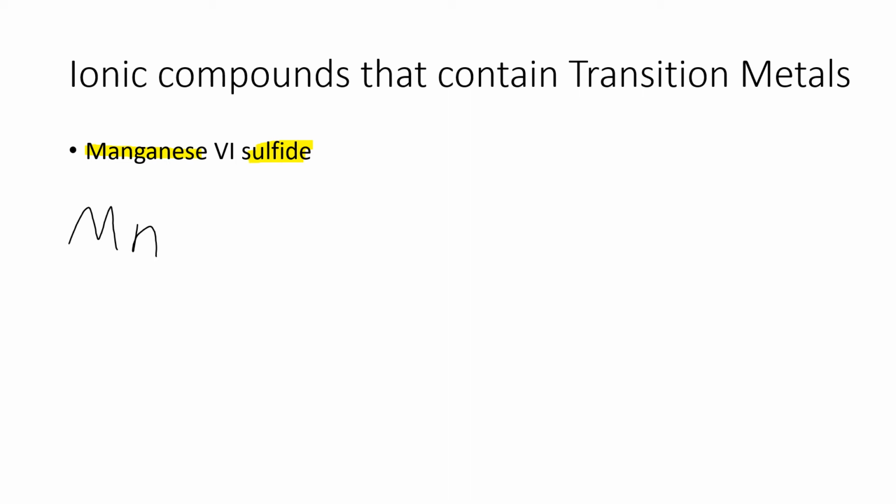Look at that Roman numeral in the middle. I'm circling it in red here. VI is the Roman numeral for 6. That Roman numeral is telling us what the charge on the manganese has to be. This manganese is +6. So now we can deal with the sulfide.